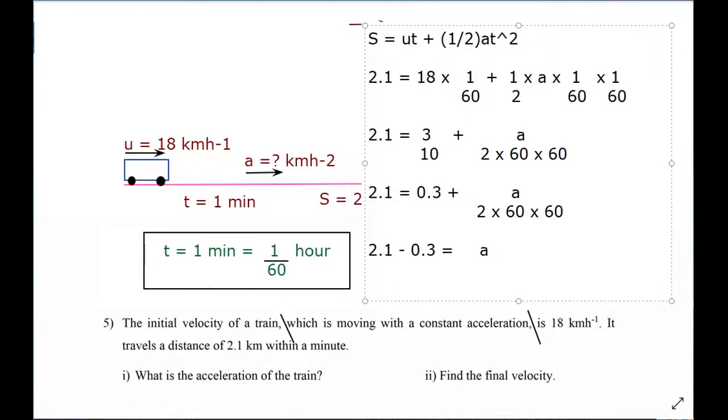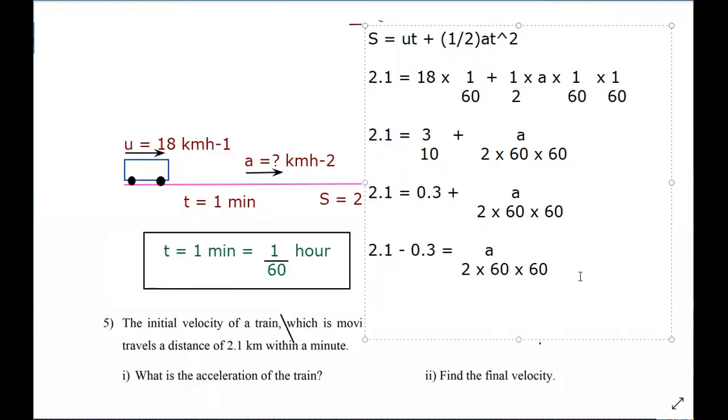Simply, Lamai, what are the three numbers in the denominator? Unmute the mic and tell me. 2 into 60 into 60. Very good, 2 into 60 into 60. Right now, 2.1 minus 0.3. Just tell me.